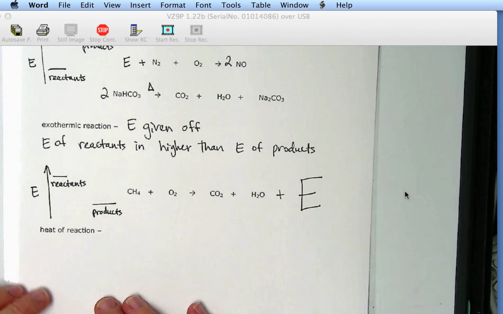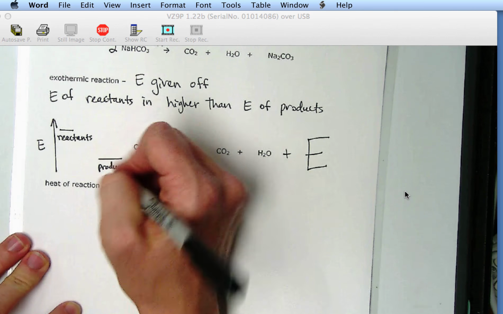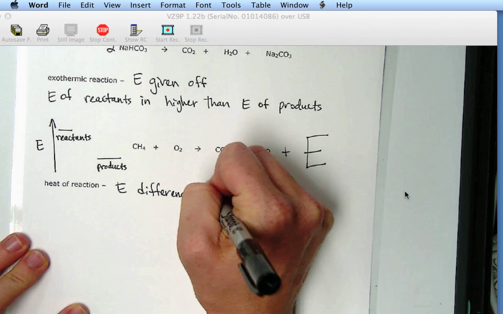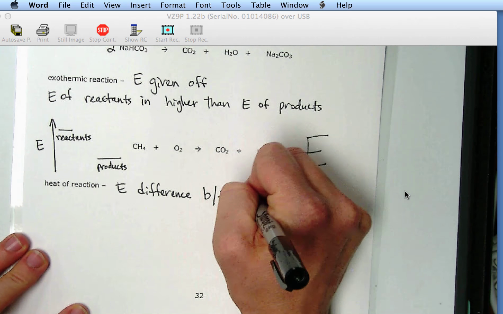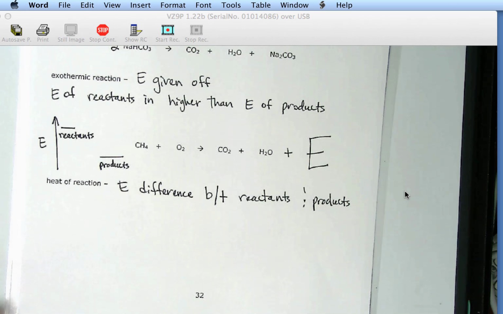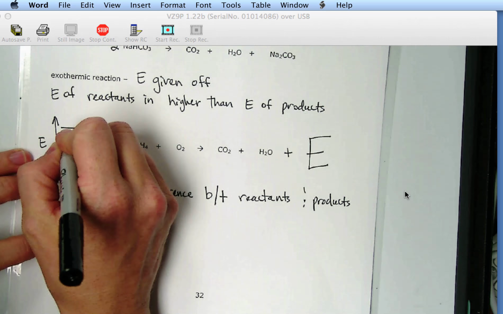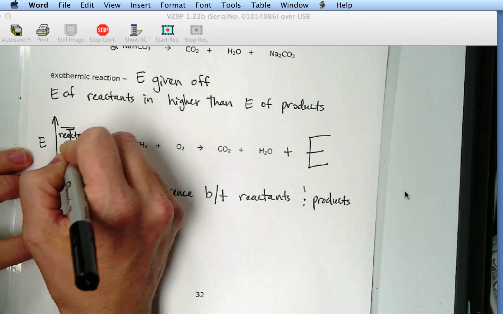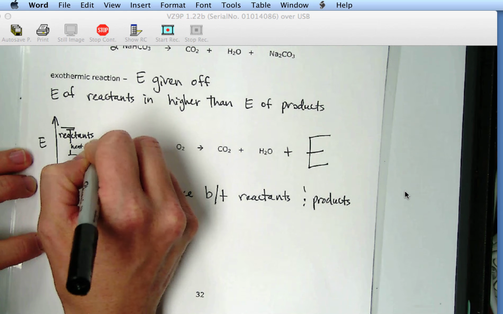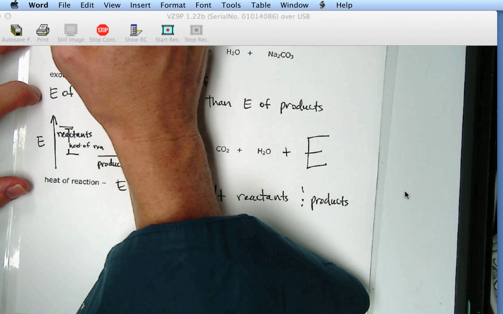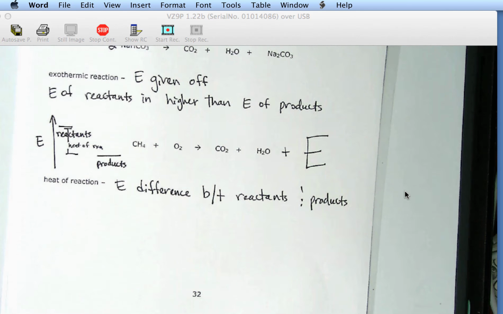That brings us to the heat of the reaction, which is the energy difference between reactants and products. So, in this diagram that I have, this is the heat of reaction. This is the heat of reaction. You can't see it.